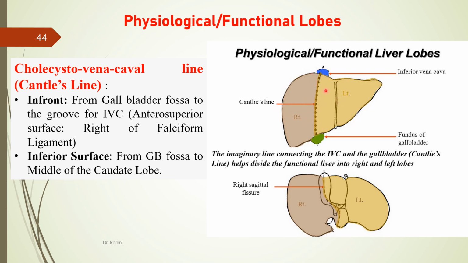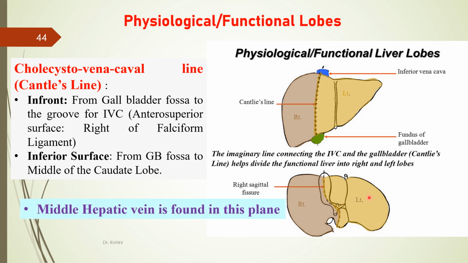The same line, if you go towards the back or the inferior surface, extends from the middle of the gallbladder fossa and passes through the middle of the caudate lobe. So physiologically, the gallbladder fossa, the quadrate lobe, and half or the major part of the caudate lobe are parts of the left lobe, whereas anatomically we have seen both quadrate and caudate lobes are part of the right lobe. Through this line we have the middle hepatic vein, which drains into the inferior vena cava. It lies in this plane.